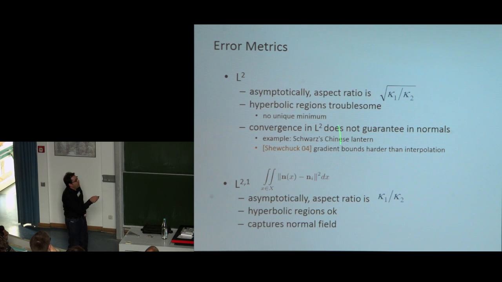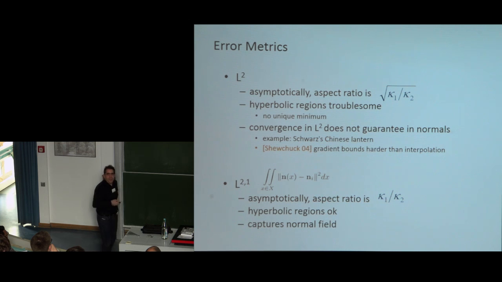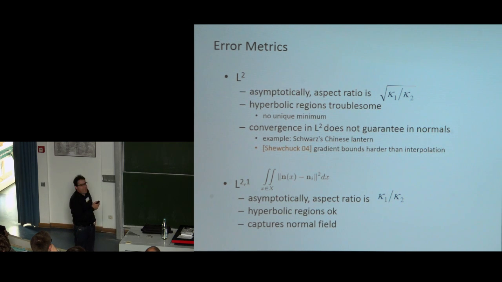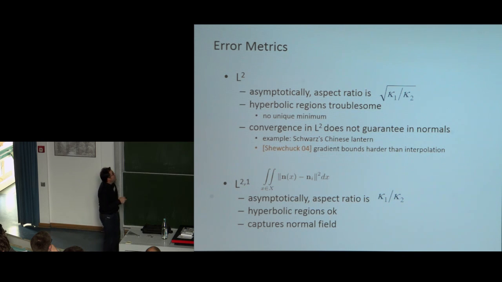So that motivated us to use another error metric, which would be simply the normal deviation. We tried that. It's very easy. You have again a closed form formula, even simpler. Why? Because on the triangle mesh, the normal is piecewise constant. We call that L2,1, because it's the L2 error over the normals. It's the integral of the square differences over the normals.